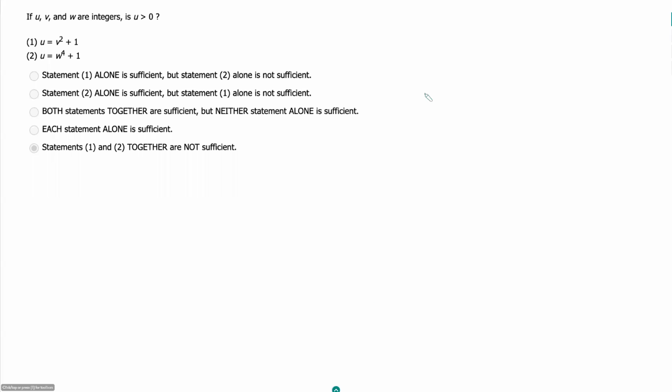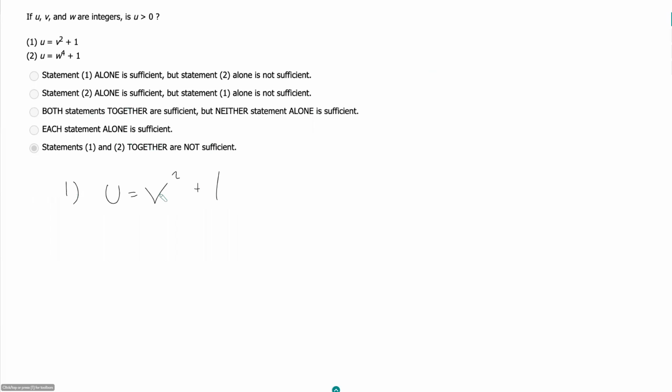If u, v, and w are integers, is u greater than 0? So all we know is we got a bunch of integers. Let's see if our statements will tell us more. Statement 1, u is equal to v squared plus 1.